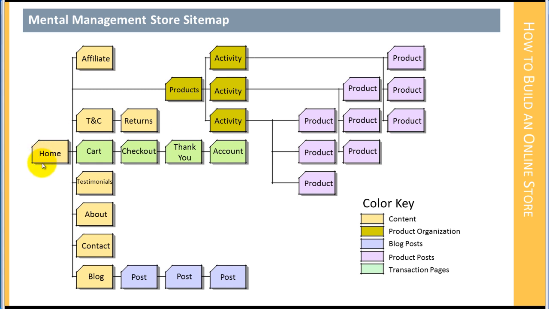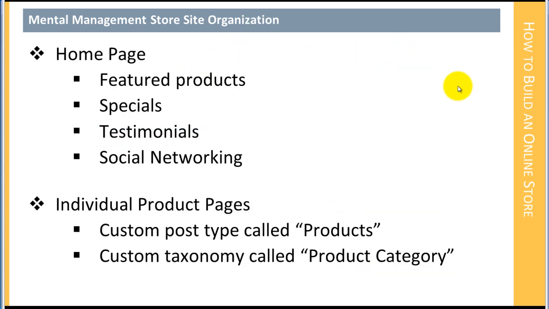And so, coming from our home page, in terms of our top level pages, we're going to have an affiliate page because we will be incorporating an affiliate system in this. So we'll have an affiliate page. We'll have a terms and conditions page. We'll have our transactional pages, which we'll get back to in a moment here. We'll have testimonials and other content pages. We'll have our blog. And then we'll have our store, which is essentially this section right here. And we're going to talk about those more here.